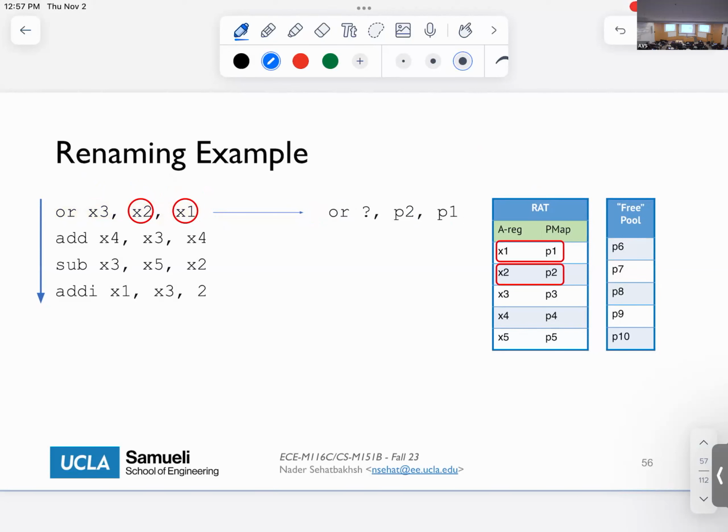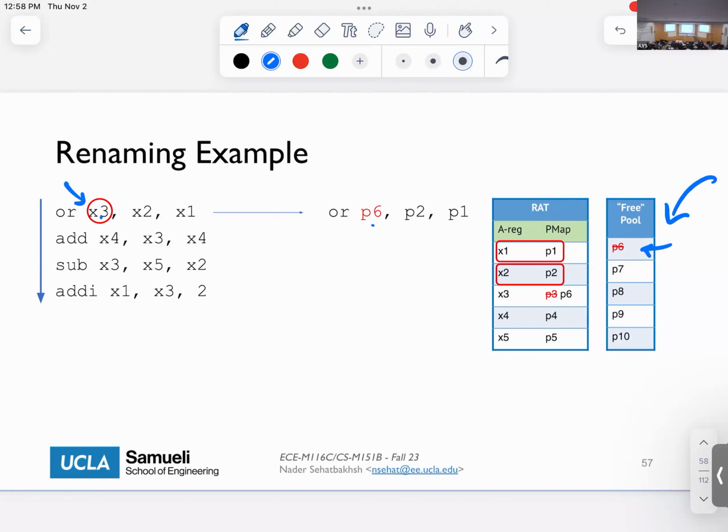The second thing is that now I need to see what to do with the destination register. For the destination register, that's when the actual renaming happens. That's when we create a new mapping between one of the free pool physical registers and the destination register. So I look at x3 and say, okay, this is a destination register. I go to my free pool, pick the first register that is free, in this case P6, and use that as my destination register, okay?